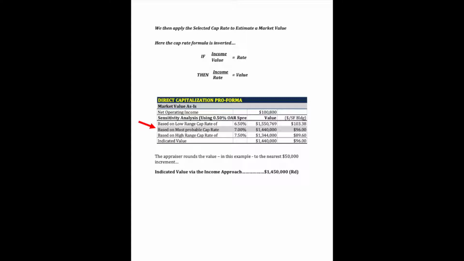This is a direct capitalization pro forma table that we typically put in the report. You've got your net operating income. That's on your top row. Net operating income divided by the most probable cap rate, 7%, equals $1,440,000. The appraiser rounds the value in this example to the nearest $50,000 increment. So the indicated value by the income approach, $1,450,000.